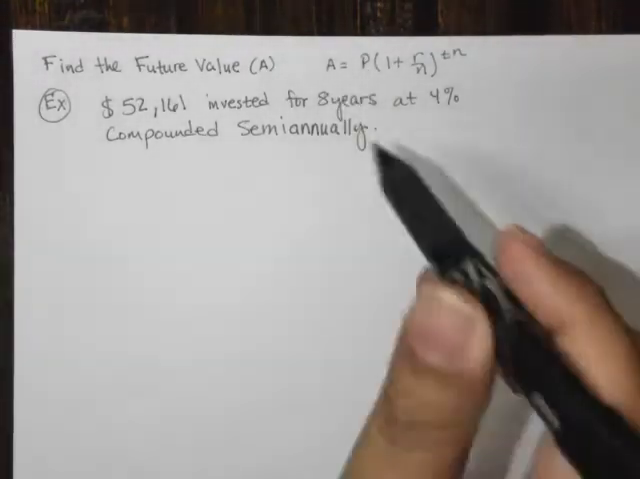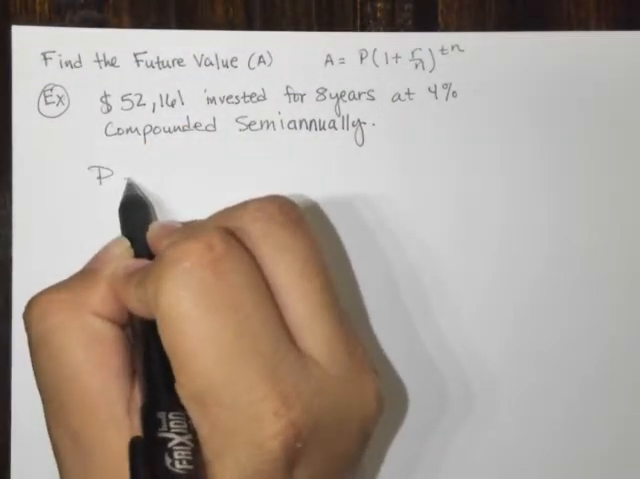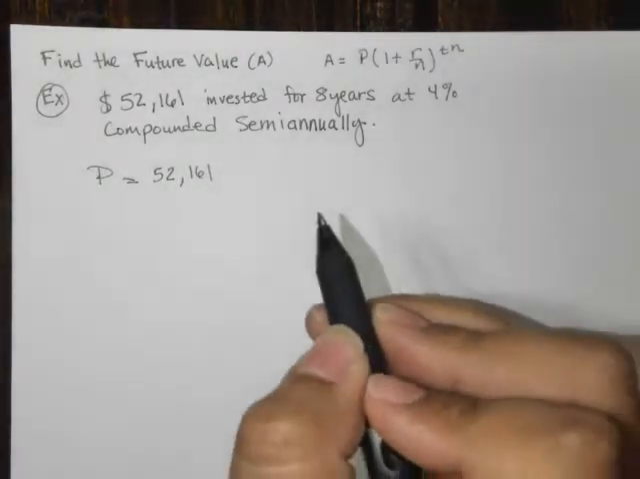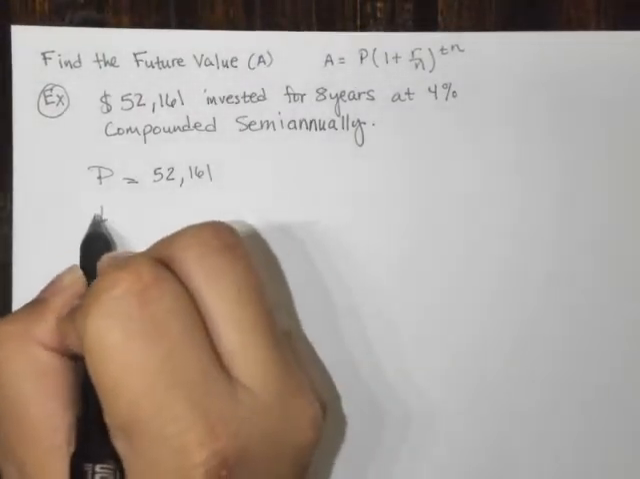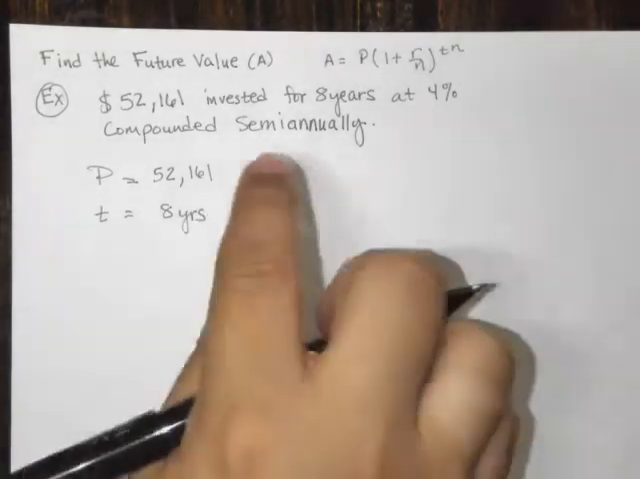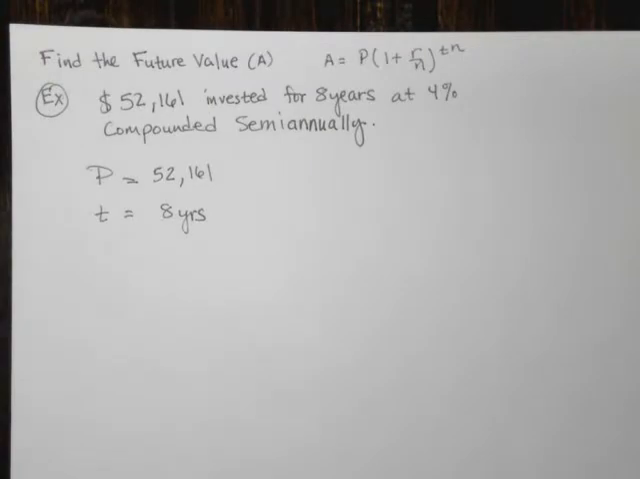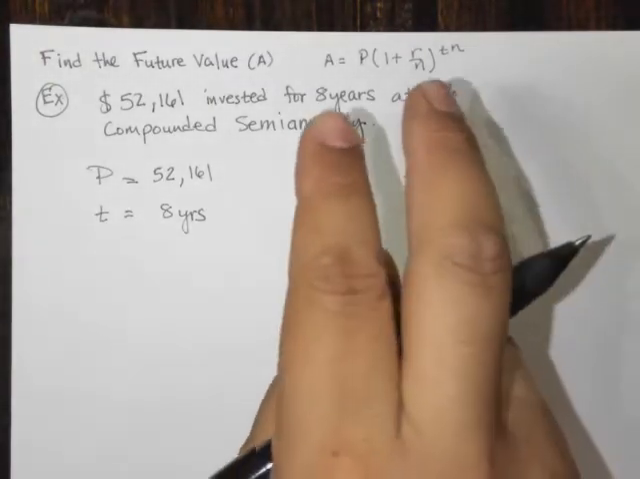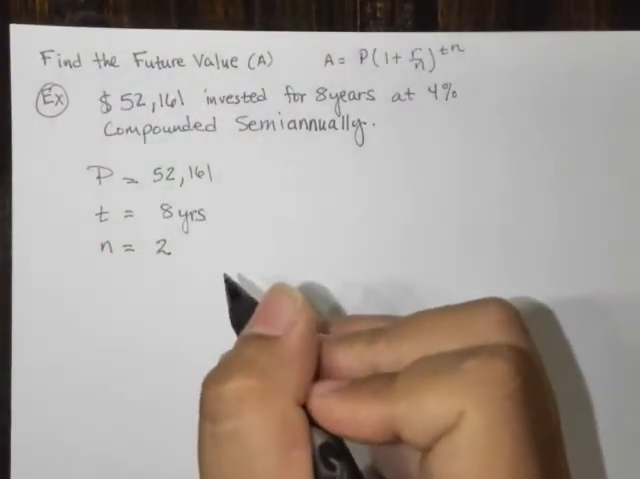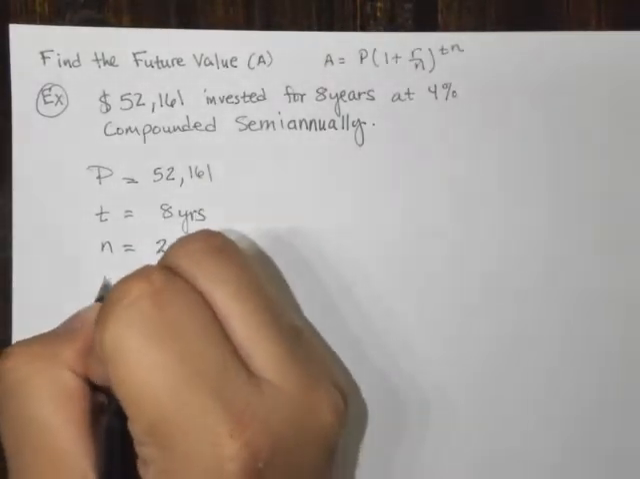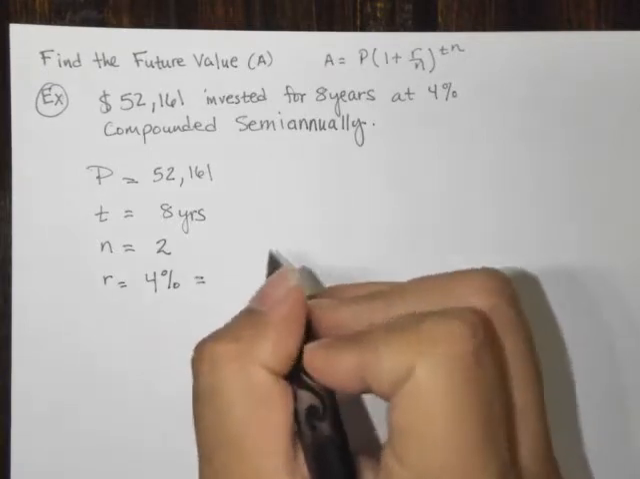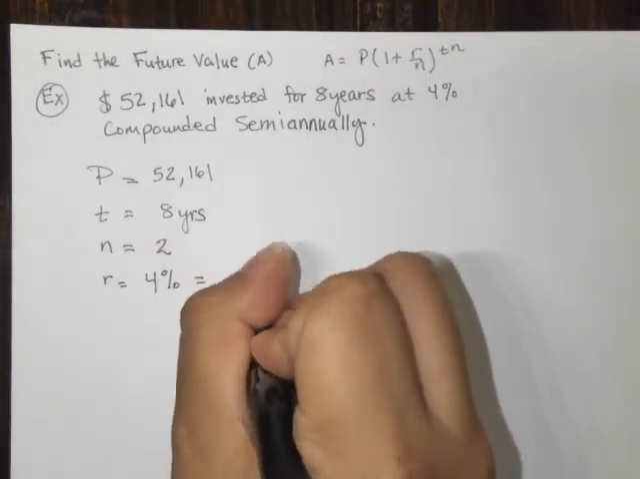P is the principal, the present value. What is it that we're investing today? So let's write down everything that we know. P is 52,161. Now we're going to invest this for 8 years, and we're going to compound semi-annually. Well, what does that mean in terms of a year? Semi meaning two, twice a year. So n equals 2. They're going to pay out interest 2 times a year, and the effective interest rate is 4%. We need to represent 4% as a decimal, so I will put it as 4/100.